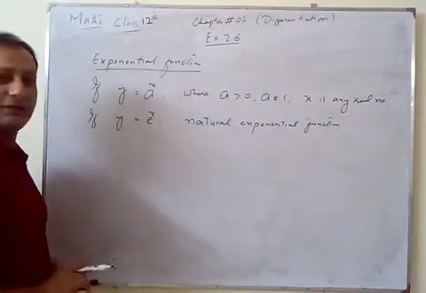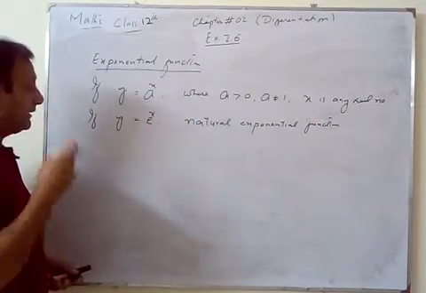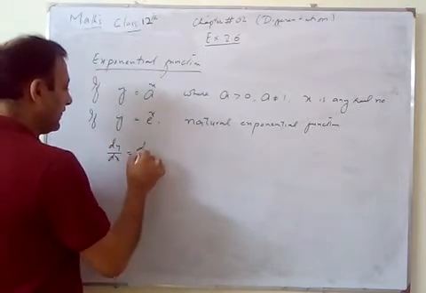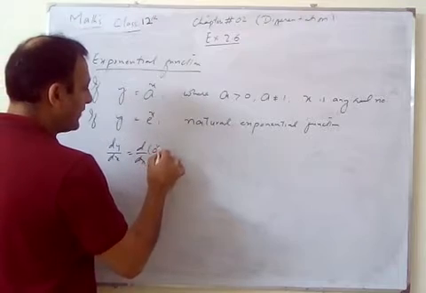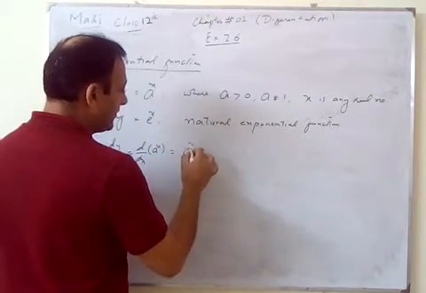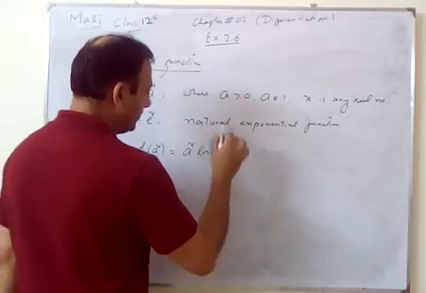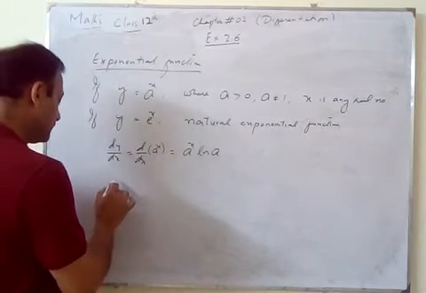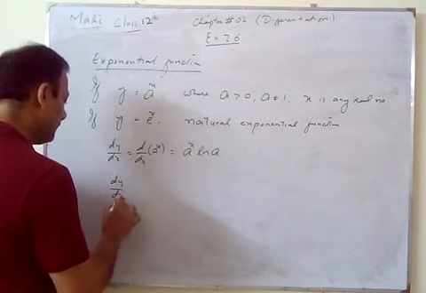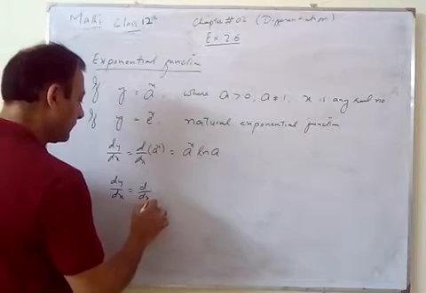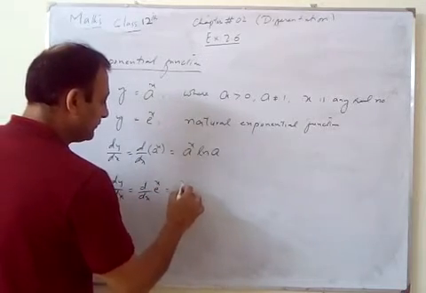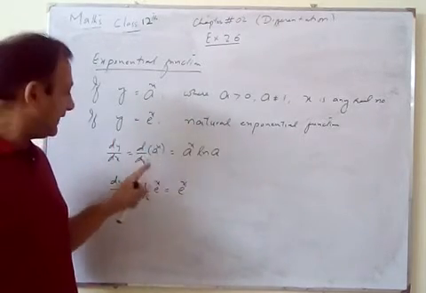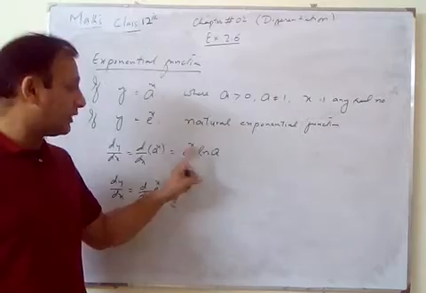Natural exponential function. And for the derivative, if we discuss, dy over dx is equal to the derivative of a power x, that is equal to a power x into log of a. The proof is already given in your book, but this is just a formula. The derivative of e power x is e power x, and the derivative of a power x is equal to a power x into log of a.